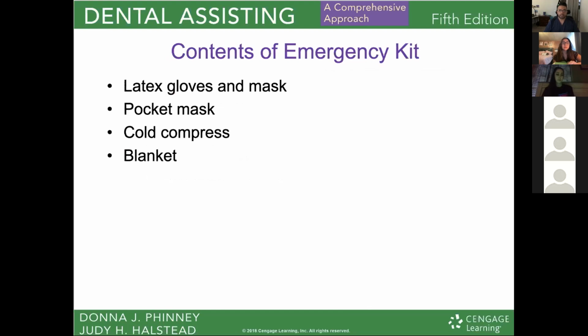Okay, also the kit should include latex gloves and masks. Nowadays, more and more offices are using nitrile gloves because a lot of people have a latex allergy. You want to have a pocket mask in case you need to administer CPR. That'll help so that you won't have to do any mouth-to-mouth contact. Okay, a cold compress and a blanket are also necessary.